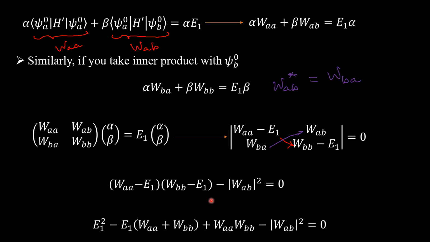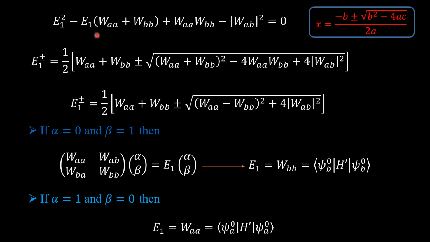Then you multiply the first term. Then you will get minus E1 times minus E1, E1 square, and E1 with this W_PP, E1 W_AA. Both minus here, E1 is minus. So you take E1 minus E1 outside, then you will get plus W_AA plus W_PP. And if you multiply these two, you will get W_AA W_PP minus, of course, this one equal to 0. It's like a quadratic equation.